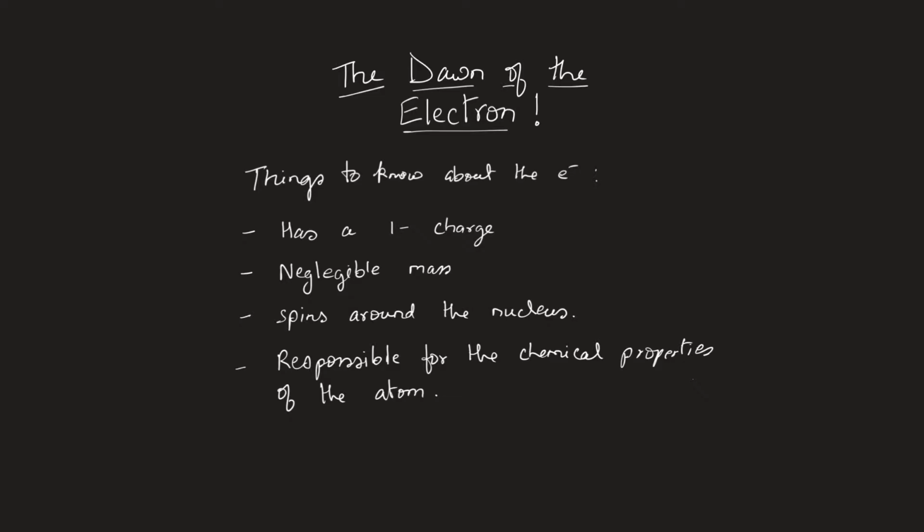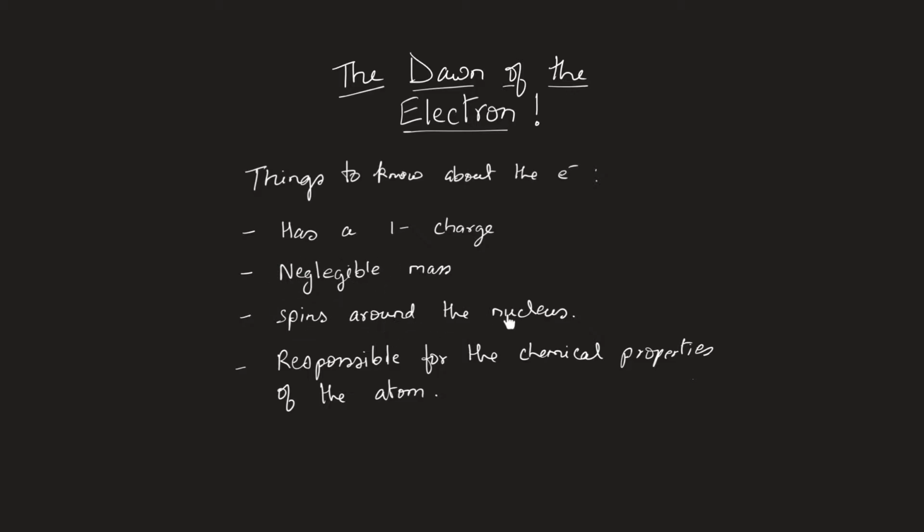So let us get started with the very basics. What are the absolutely bare bone essentials that you need to know about the electron? You need to know that an electron has a one negative charge. It has a negligible mass. That does not mean that it has no mass. Electrons, after all, is matter, and matter has mass. But we use the word negligible because, for all intents and purposes, you can neglect its mass.